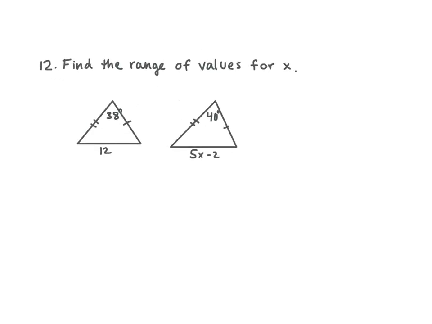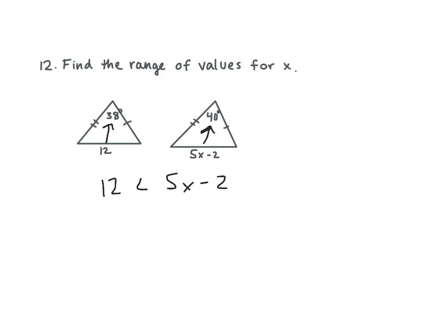Last question. Find the range of values for x. Casey. You do 12 is less than 5x minus 2. How did we know that 12 was less than? Because 12's angle that's approximate is 38, which is less than 5x minus 2 is 40.